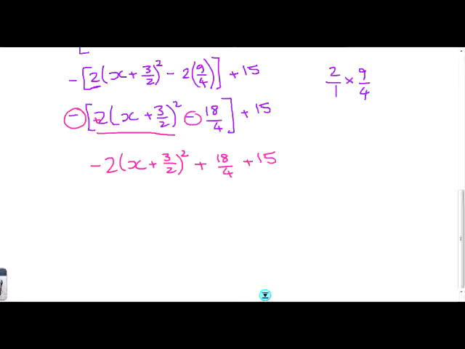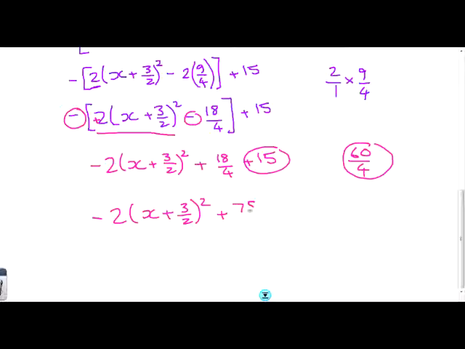So to combine these, I'm going to say 15 with 4 as a denominator is 60 over 4. So instead of this, I'm going to use this now. So my final answer is x plus 3 over 2 squared, plus 18 plus 60, which is 78 over 4. And that is also 19.5. So you could replace the 78 over 4 with 19.5, but that's your final answer.